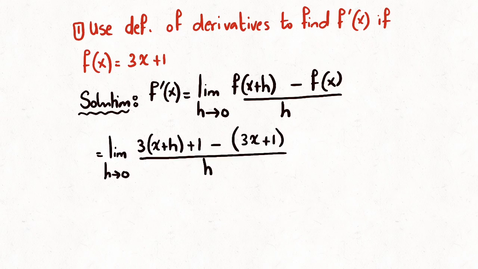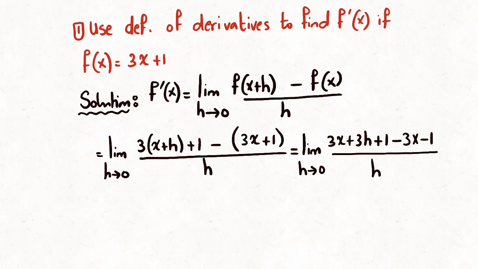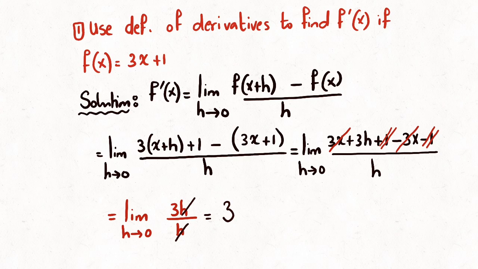Now, we substitute these terms into the function given in the question as you see in front of you. We simplify it and we reach the last point, which is the limit of 3h divided by h as h goes to 0. And at this point we can eliminate h because it's common between the numerator and denominator, and the answer will be 3.